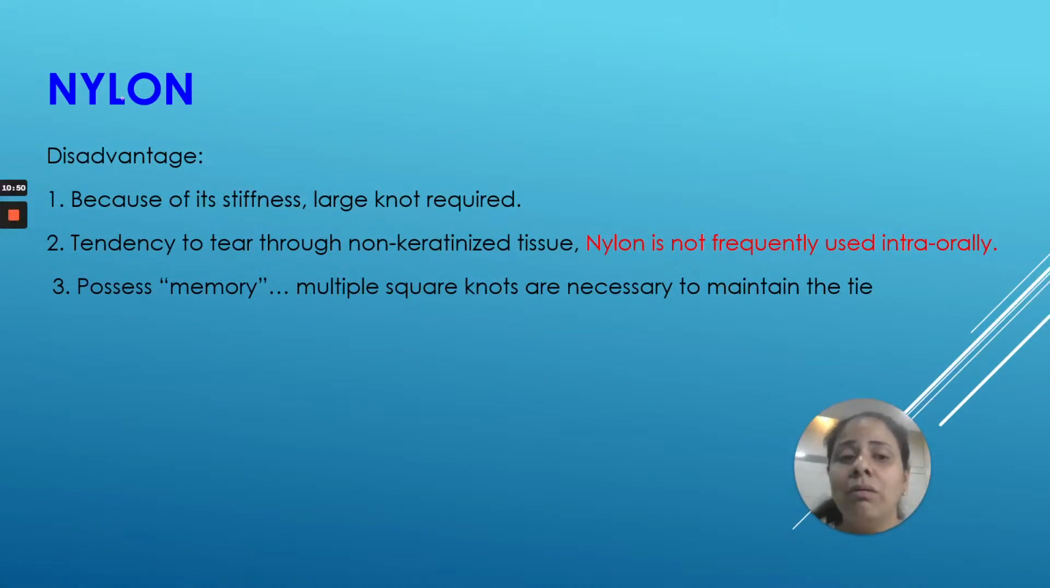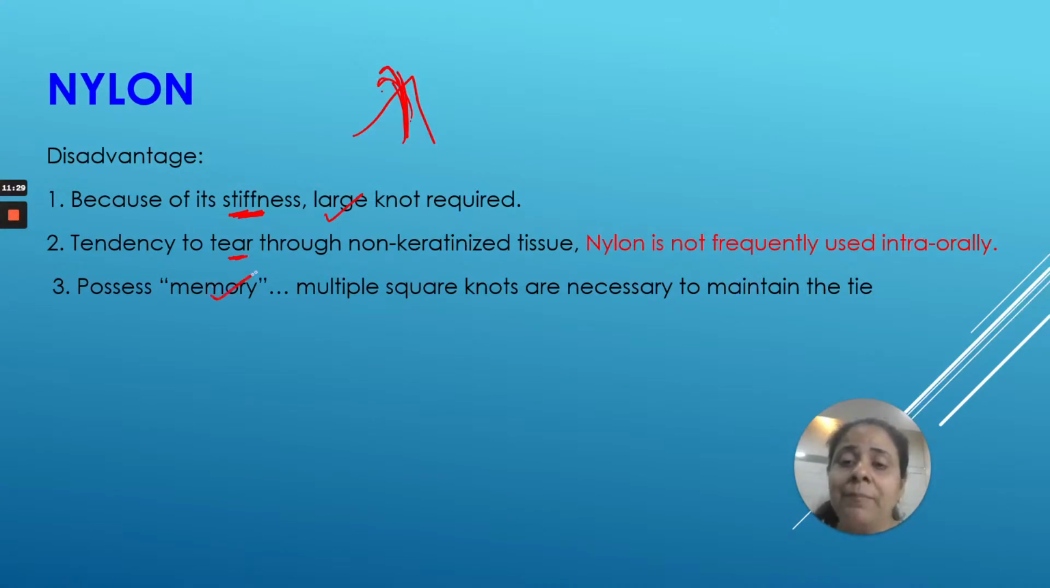Disadvantages, yes. Because it's a very stiff suture, larger knots are required. Secondly, it has the tendency, because it is a very sharp suture, meaning the needle is sharp, yes, but the thread itself is very, very sharp. Sometimes it tears through. If this is the flap and you are putting the suture through it, this thread itself is so sharp and thin, strong and so stiff, it sometimes tears the tissue.